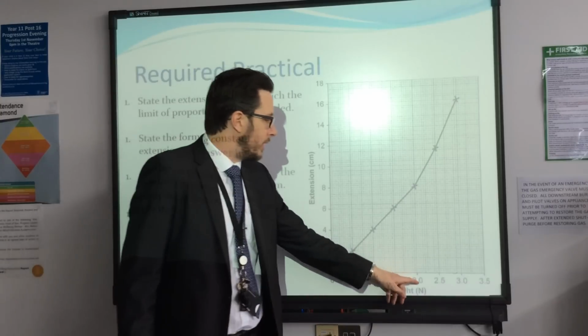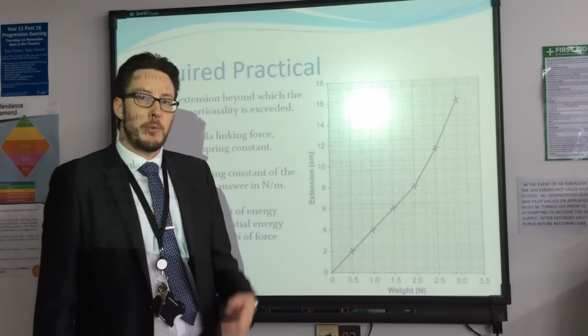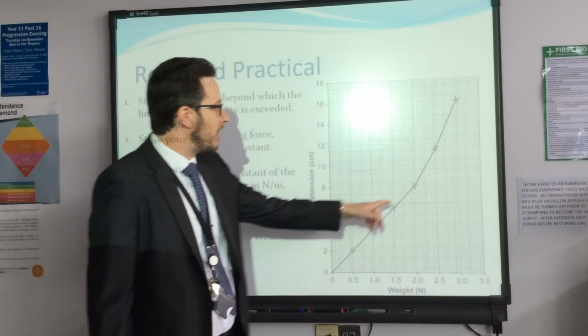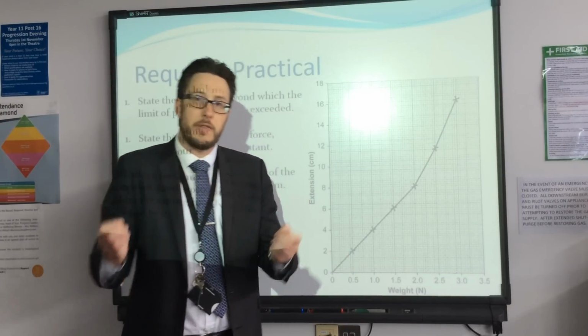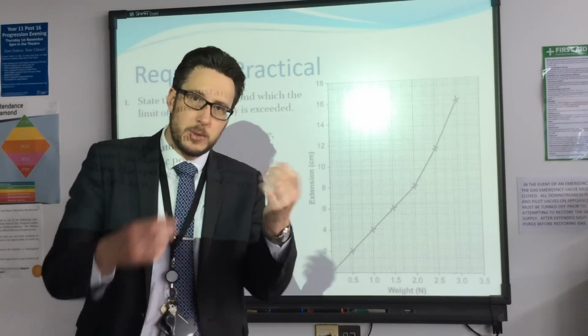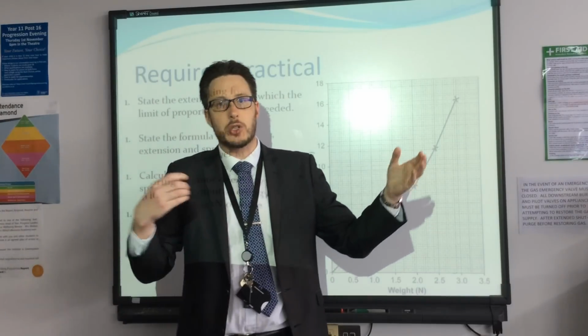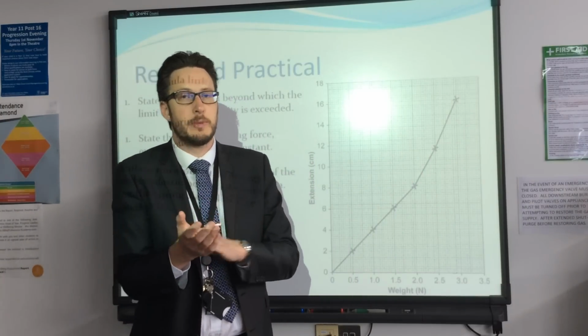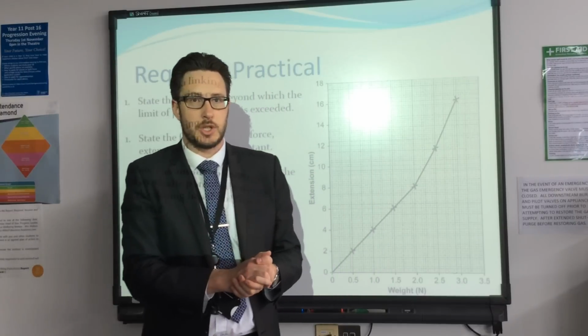Up until this point where we've reached 2 newtons. When we reach 2 newtons, it's the limit of proportionality. If you want to think about it in concrete terms, it's when the spring actually becomes stretched so far that it becomes deformed and will no longer return to its original shape.